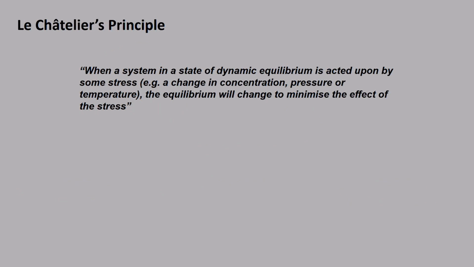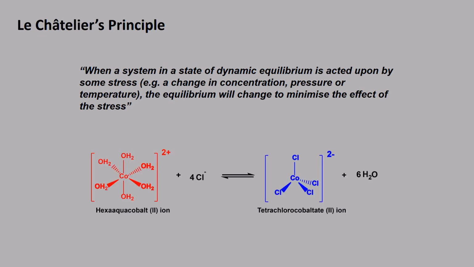So this follows Le Châtelier's principle, and Le Châtelier's principle states that when a system in a state of dynamic equilibrium is acted upon by some stress, for example, a change in concentration, pressure, or temperature, the equilibrium will change to minimize the effect of this stress.